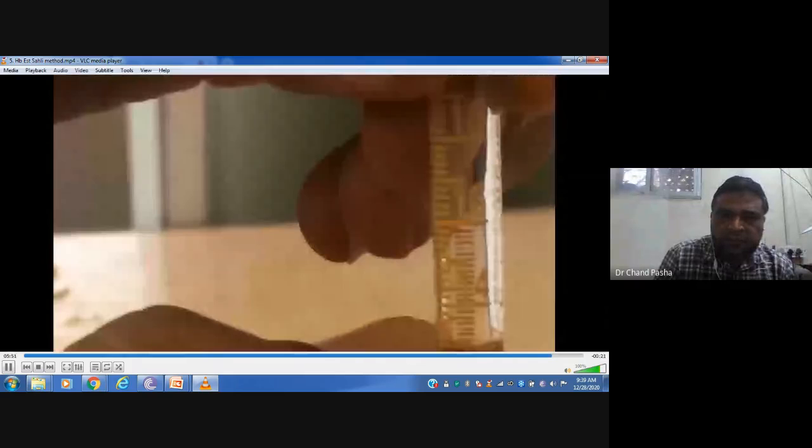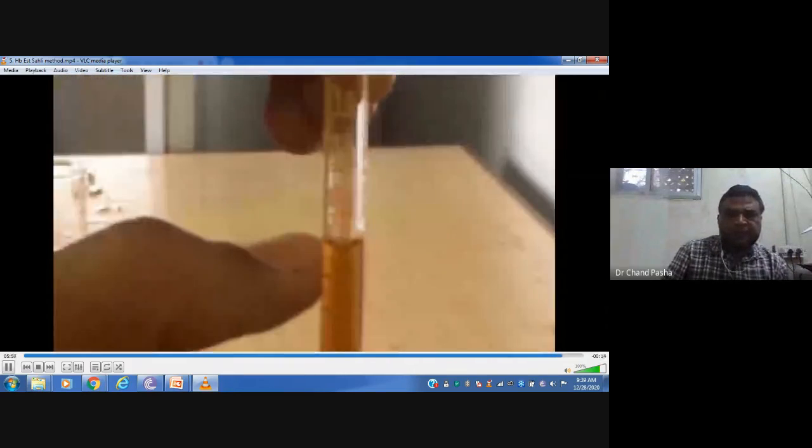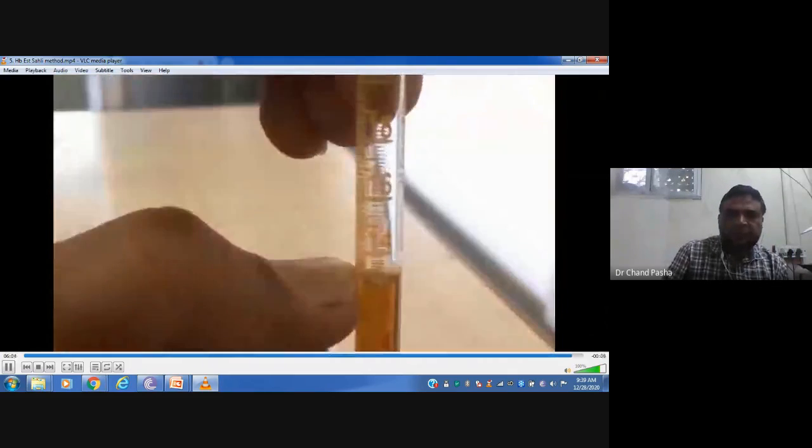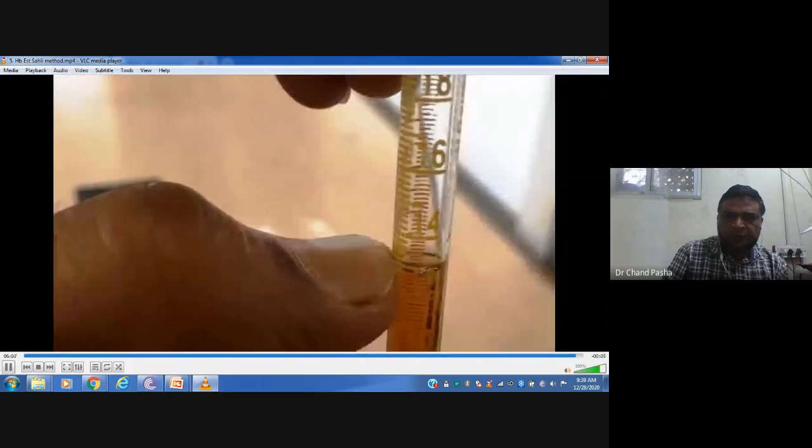It is showing 13 grams. 13 grams per 100 ml. The reading is 13 over there. Yeah, 13.5. Exactly 13.